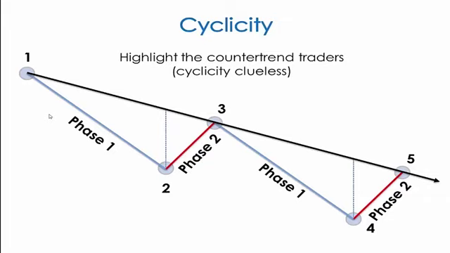And of course, these cyclicity clueless traders, they're going to be trading through this area here. They're going to be trading the phase 2s. Remember, they're zoomed in far too much. So they're essentially going to be trading these phase 2s. Now, we of course don't want to do that, but that's what the cyclicity clueless or too zoomed in traders try to do.